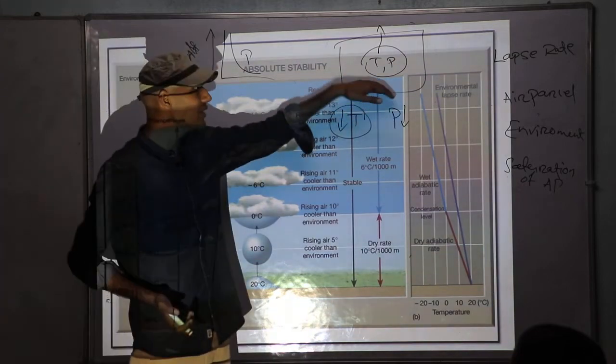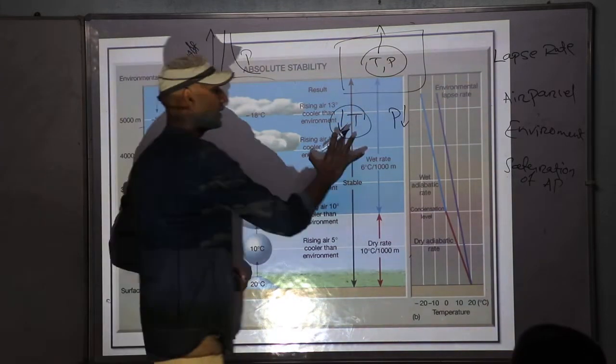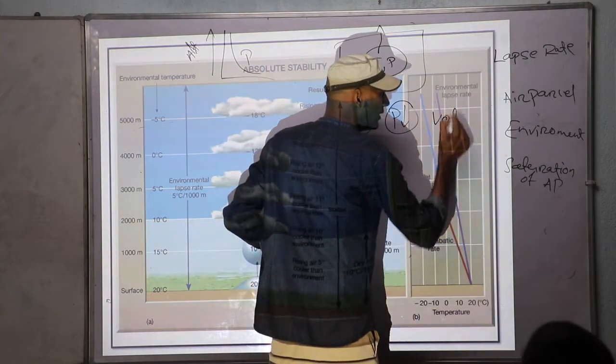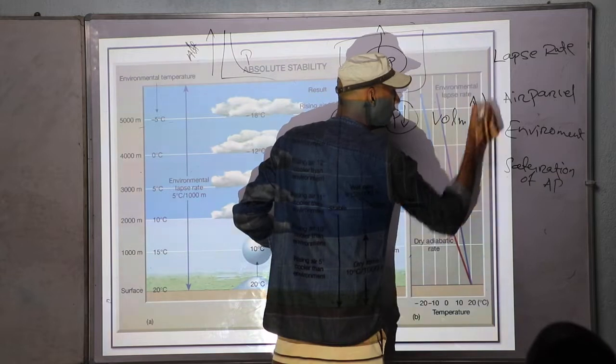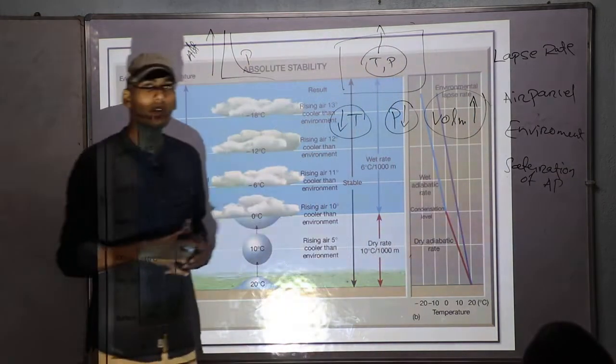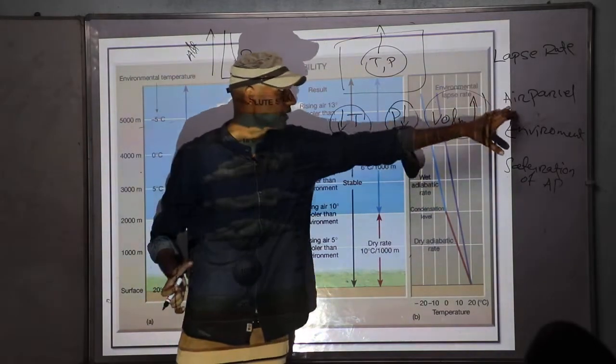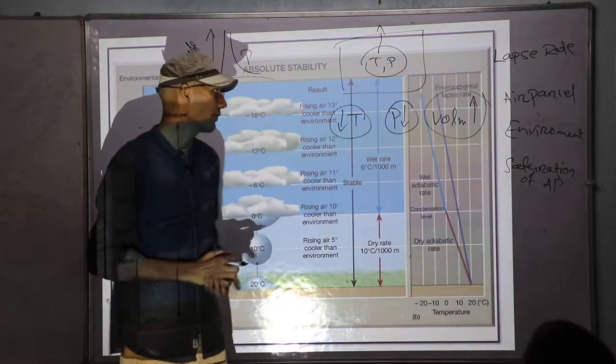So when the air parcel is moving up, what happens? Its temperature decreases, pressure on it decreases. That's why the volume will increase. The volume will increase because when the pressure decreases, it will expand. When the pressure decreases on the air parcel, the volume of the air parcel will expand.